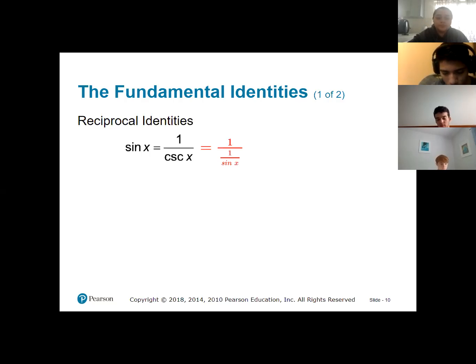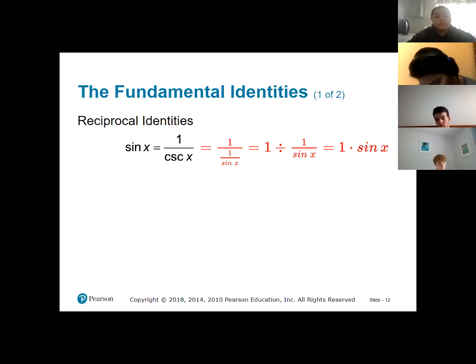Well, that's like writing this complex fraction, 1 over sine of x, right? And this means dividing, right? So we can rewrite this complex fraction as 1 divided by 1 over sine of x, and dividing is the same thing as multiplying by the reciprocal. And when we multiply by the reciprocal, you see that you get 1 times sine of x. So that's how you go from sine of x to 1 over cosecant. Does that make sense? Okay, so that is the reciprocal identity.